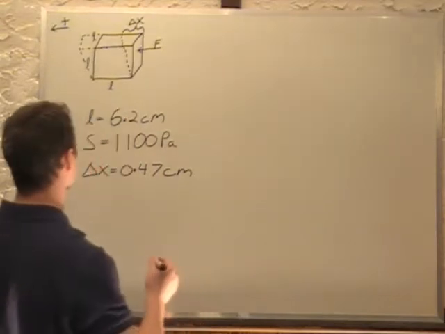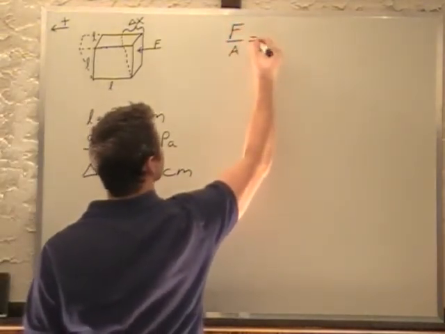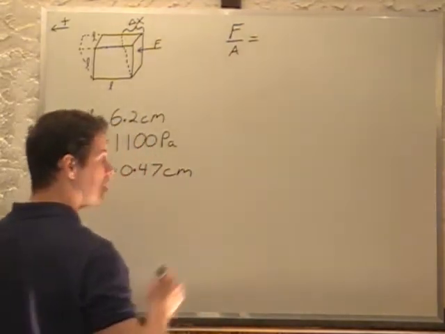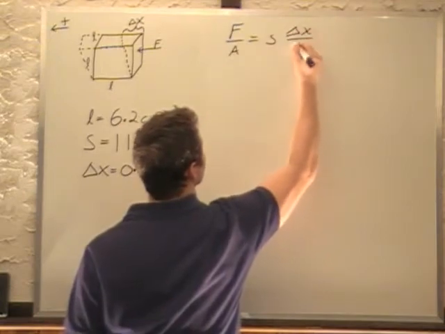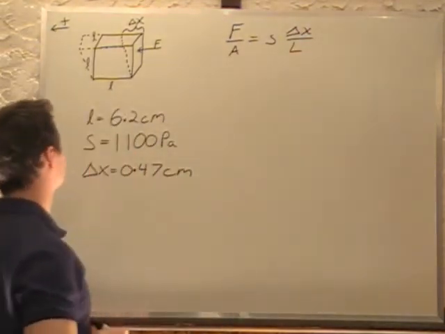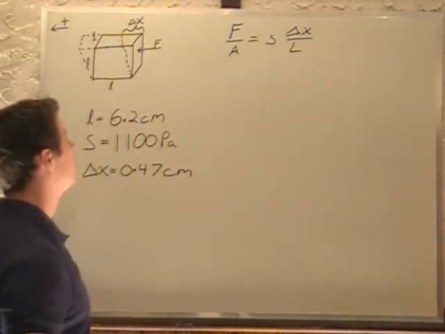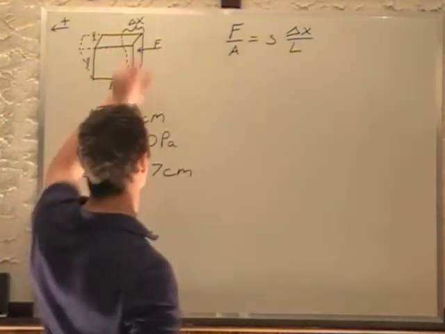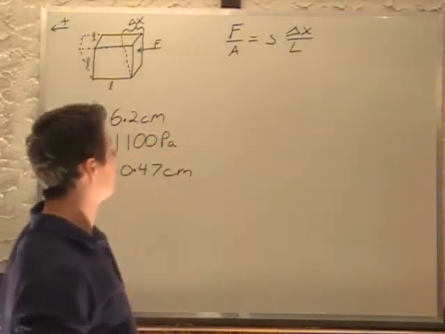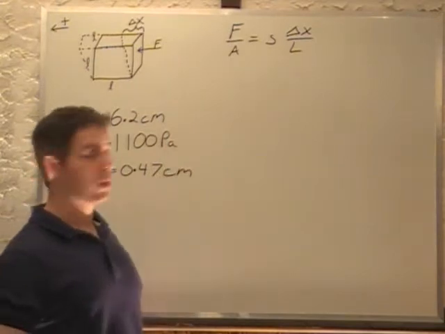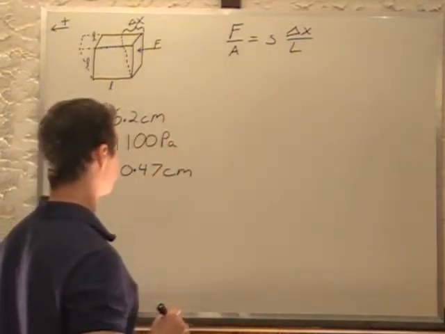Now, we use the formula F over A equals S delta X over L. Okay. This L is our length, 6.2 centimeters. Delta X is the amount it's pushed over, which is 0.47 centimeters. S, 1100 pascals. F, what we're looking for. A, the area of the side that we're pushing on.